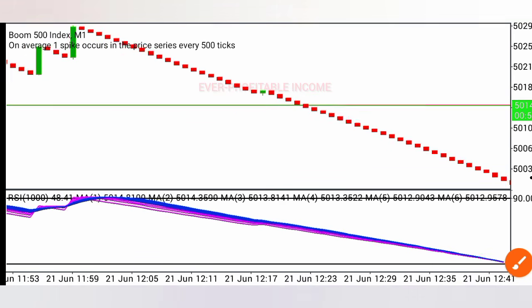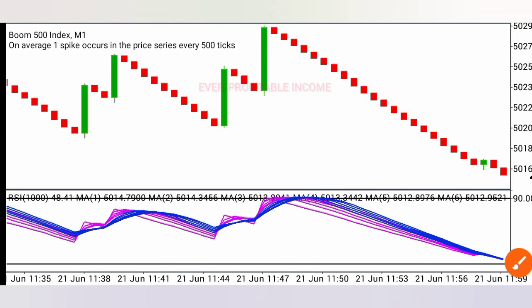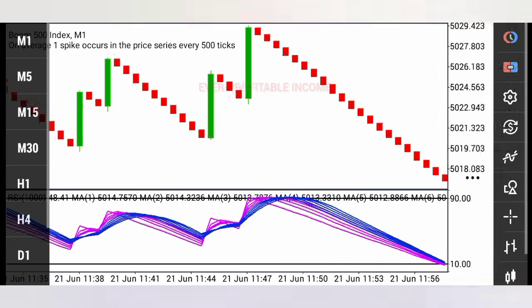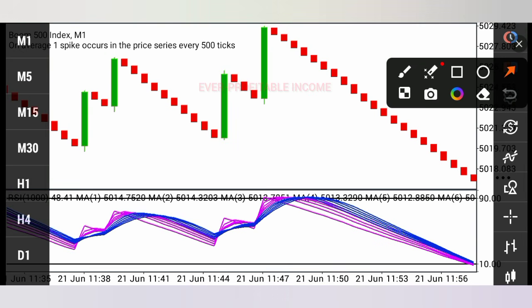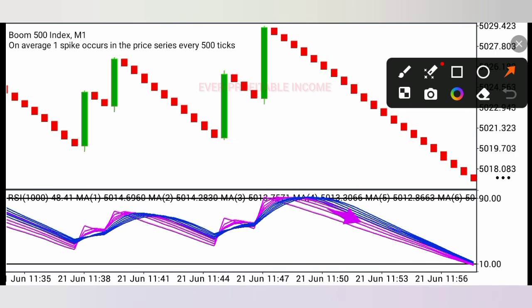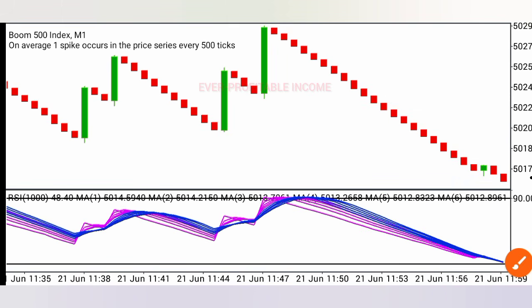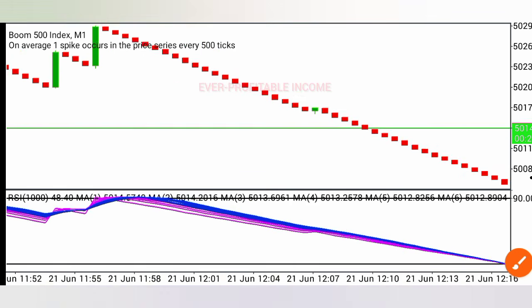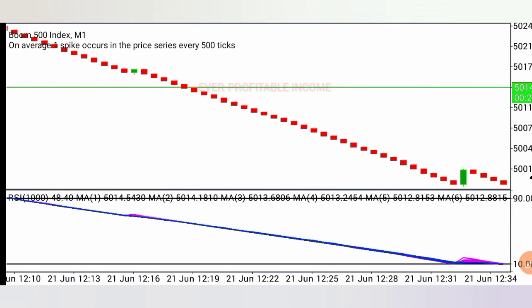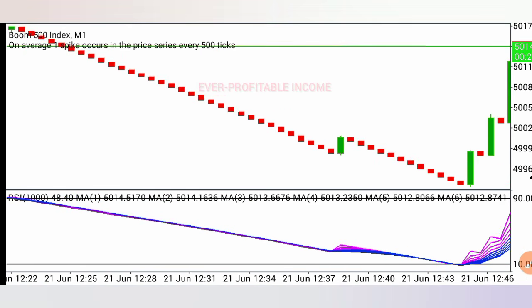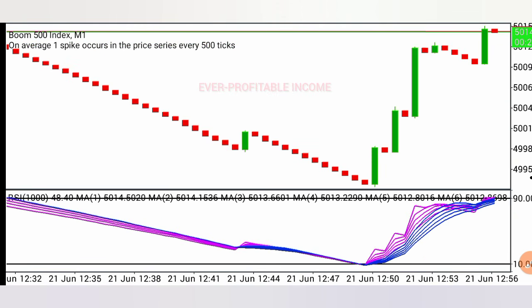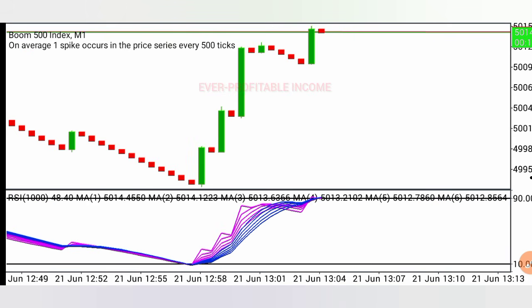Can you see that? Let me zoom in. Can you see? It's not as wide and separated. It won't look wide and separated like it is here when it just left level 90. So when it's approaching level 10, what you should be seeing is the moving averages coming closer together, and they all kind of form a single line. Can you see that?